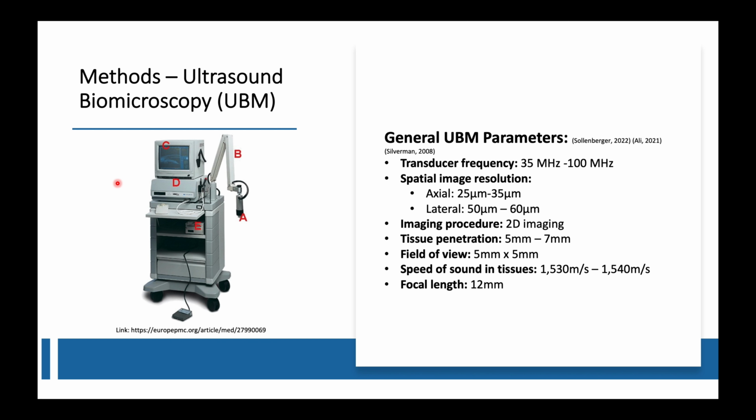This is sufficient for imaging necessary segments of the eye. The field of view that can be imaged by the transducer is 5 mm by 5 mm, and the standard speed that ultrasound waves penetrate tissue is between 1,530 to 1,540 meters per second. Finally, the standard focal length is 12 mm.